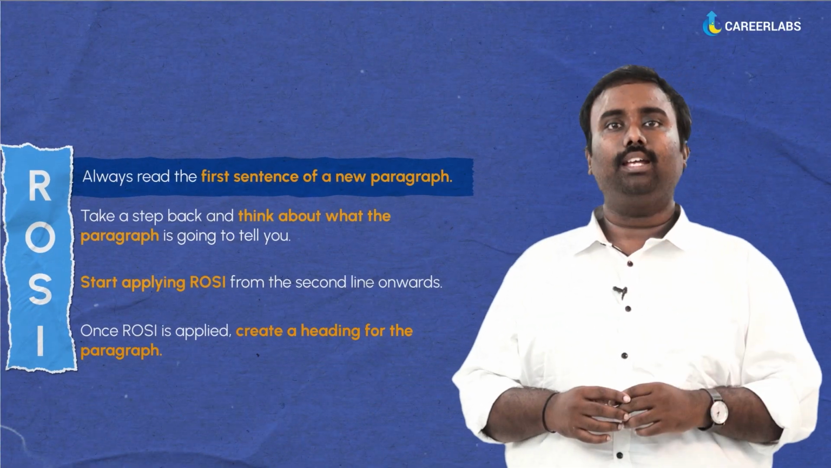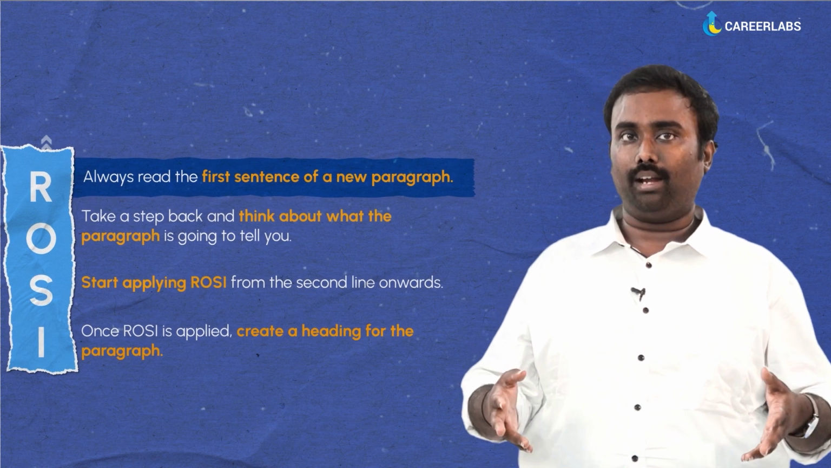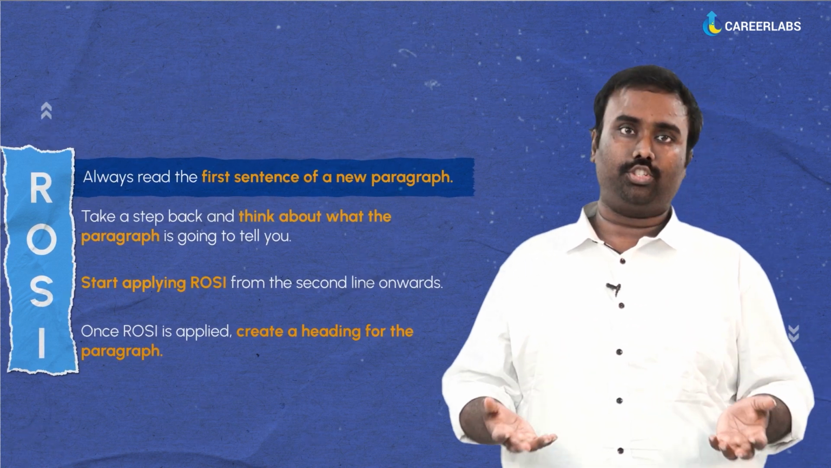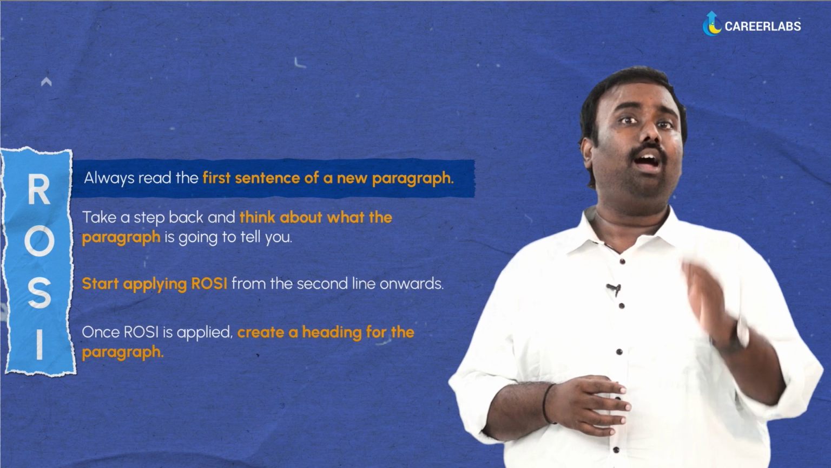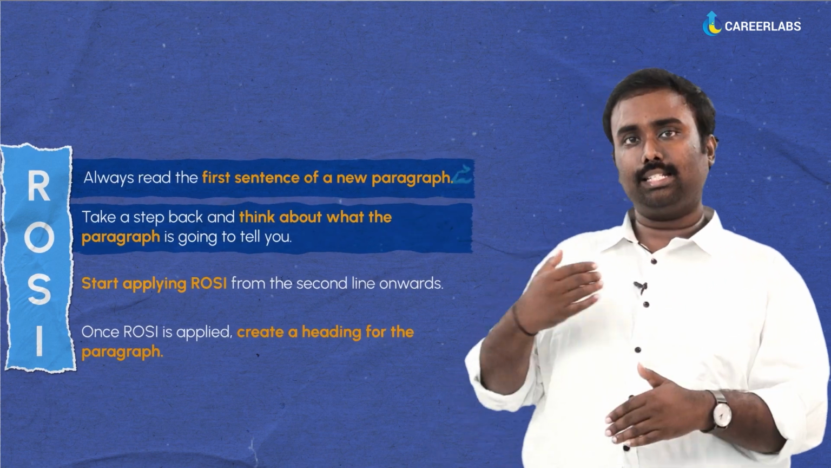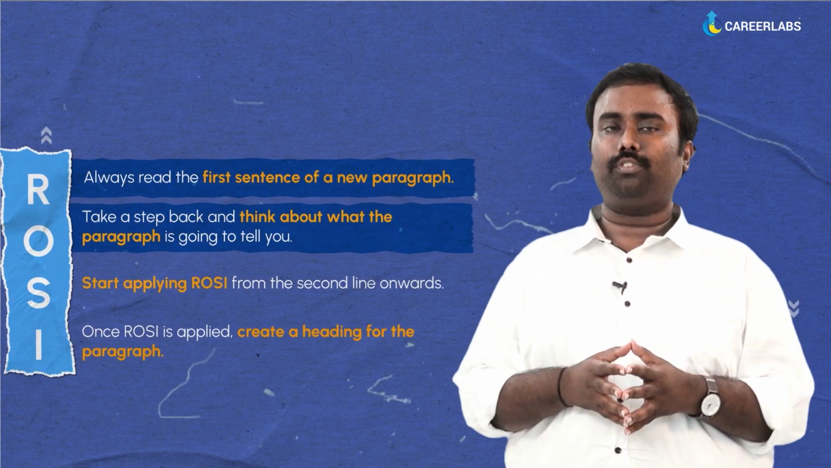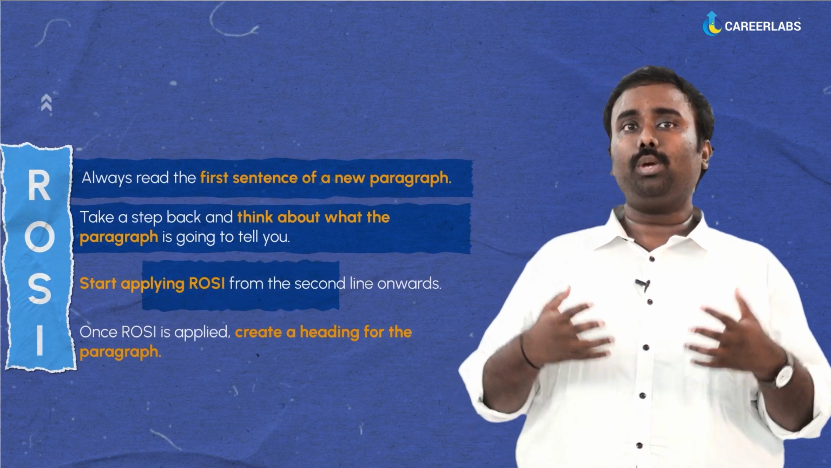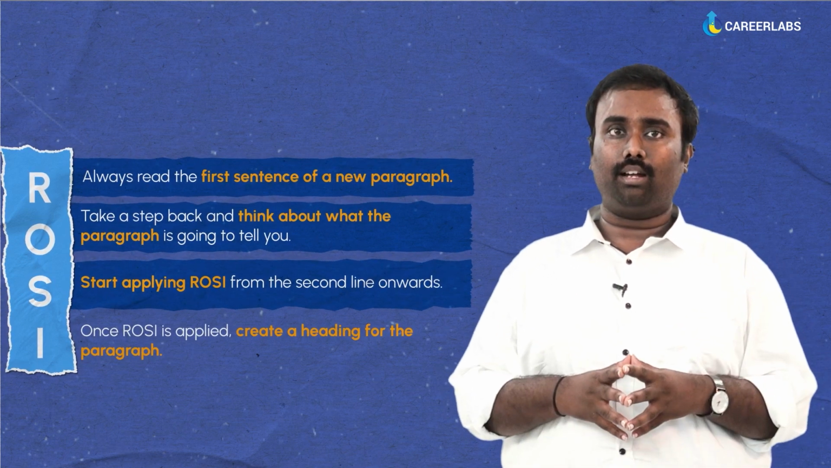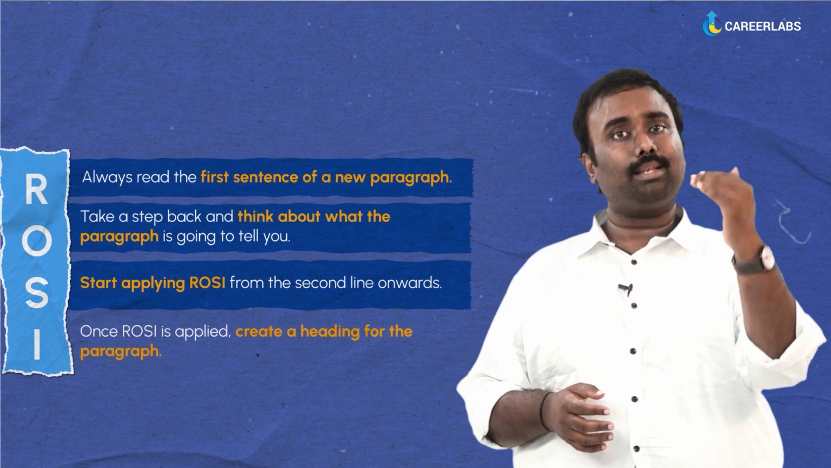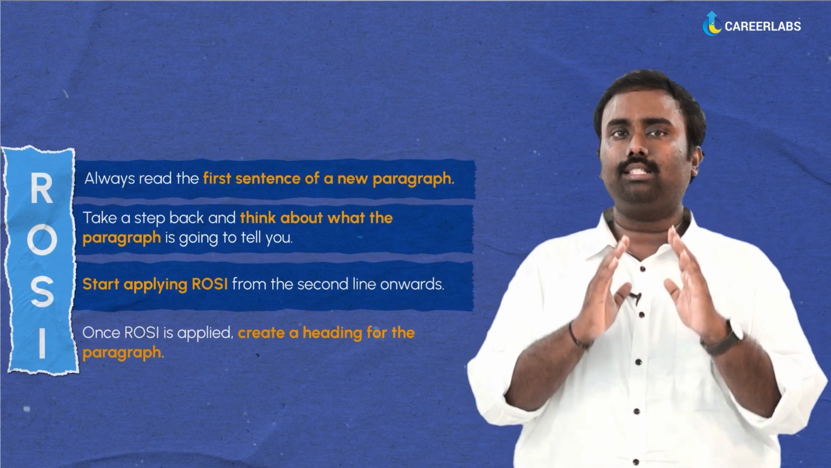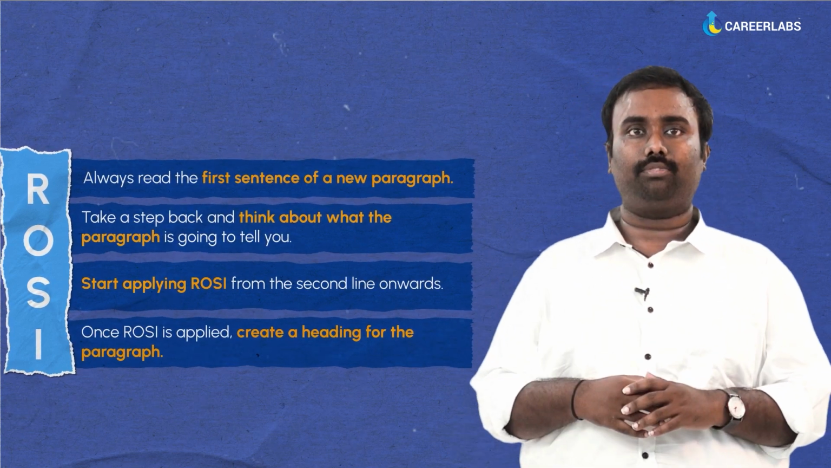The first step is to read the first sentence of a new paragraph, as it will tell you what the passage is about. So don't skip it. After you've read the first line, take a step back and think about what the paragraph is going to tell you. Once you have a basic idea of what the first paragraph will be about, apply Rosie to the subsequent lines in the paragraph and stop when you've reached the end of the paragraph.